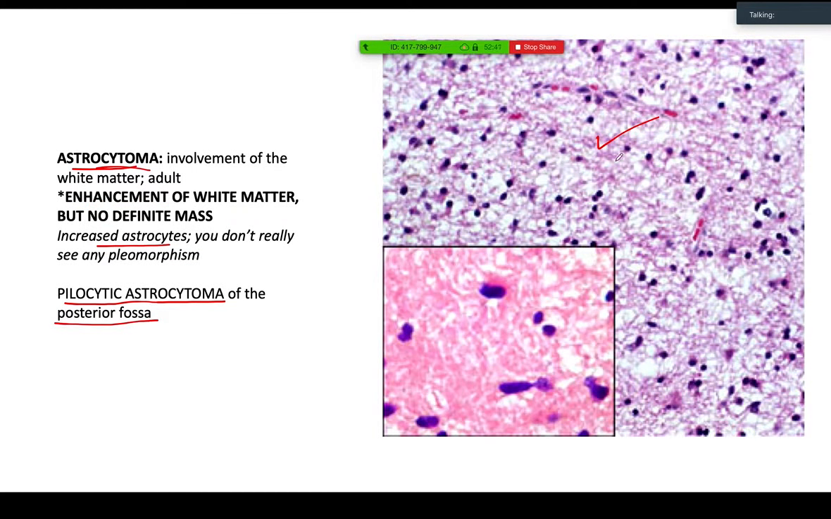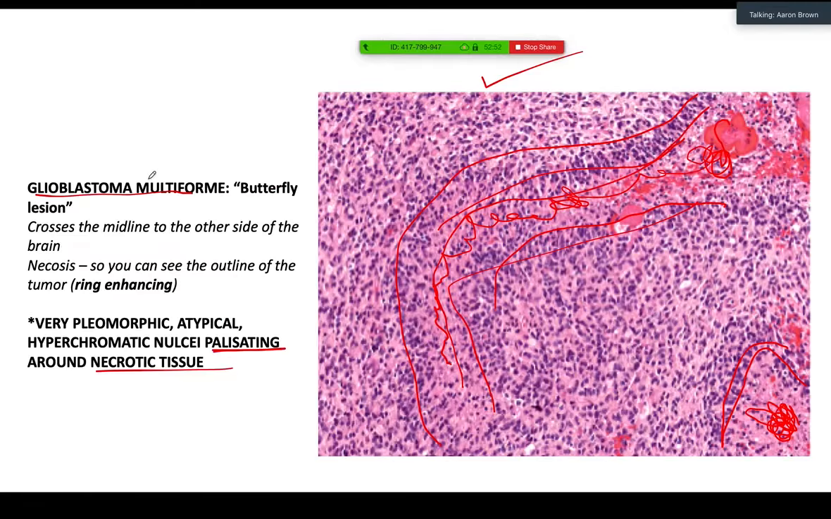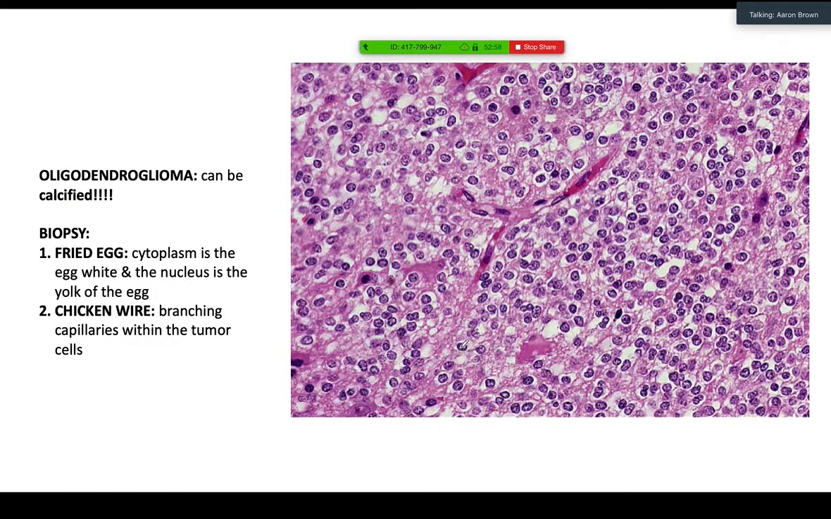Here it is. So here you can see that the cells are much more spread apart. There's a lot more white matter. Why? Astrocytes make white matter. Versus when we go to our glioblastoma, we can see just a ton of cells and a lot of necrosis inside.